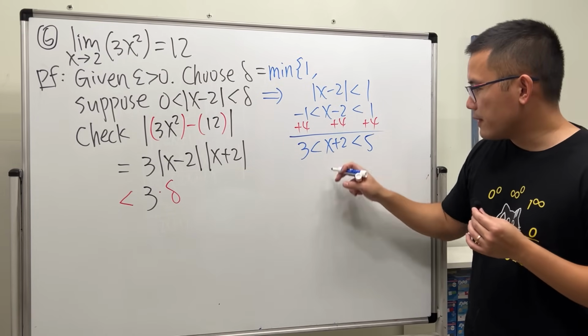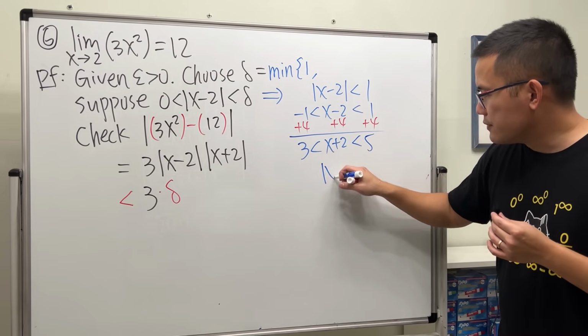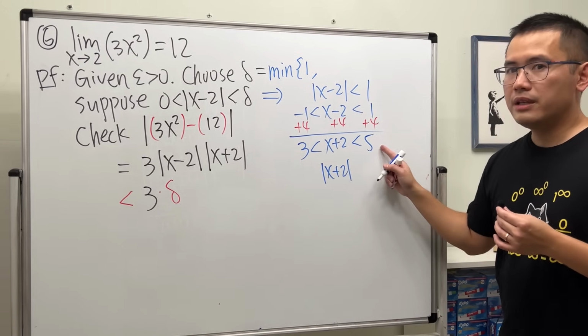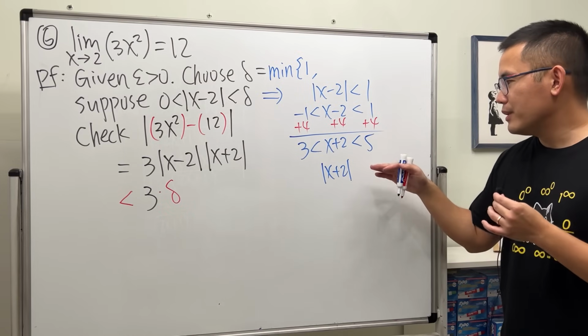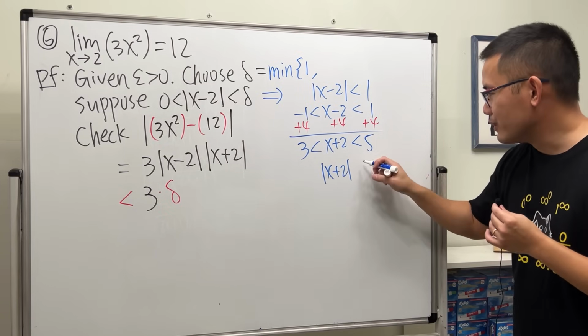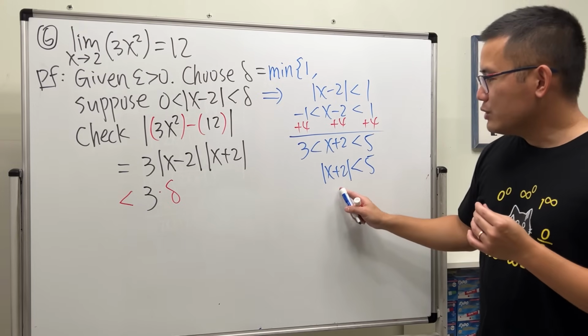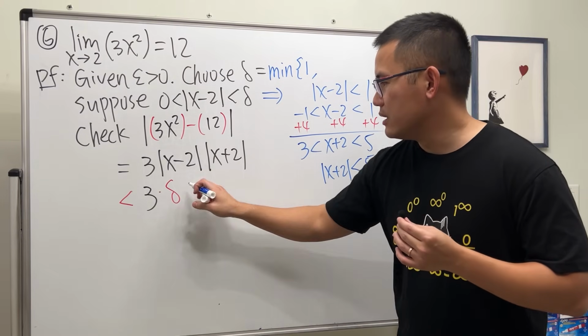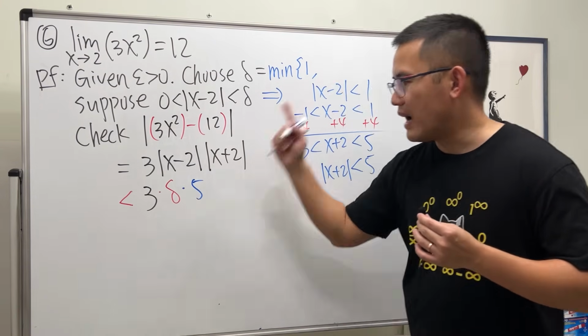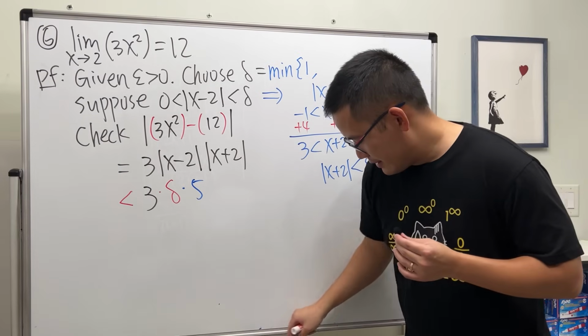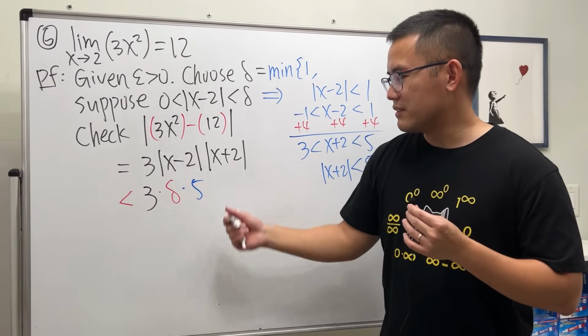Now, apply the absolute value. Once we have this, we know absolute value of x plus 2, you pick the bigger number that has the bigger absolute value. So less than 5. So once we have that, we can say this thing is less than 5. Perfect. That being said, 3 times 5 is 15.